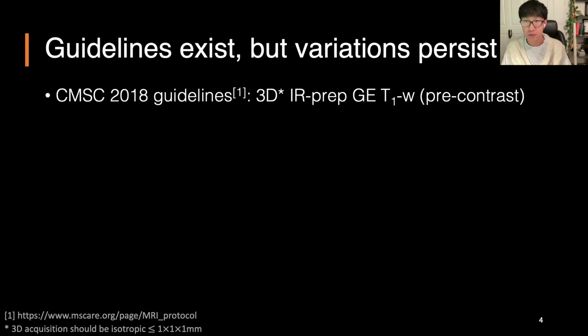CMSC has published several guidelines for standardized MR acquisition, but in our study, we found that there are still variations in MR acquisition, even with those guidelines. And these variations could cause problems in neuroimage analysis.